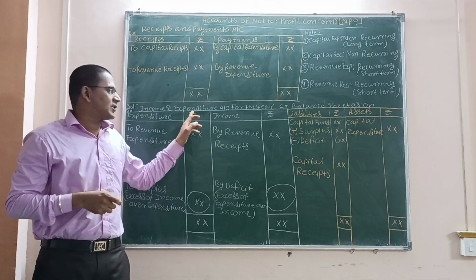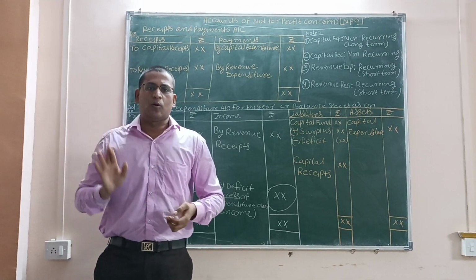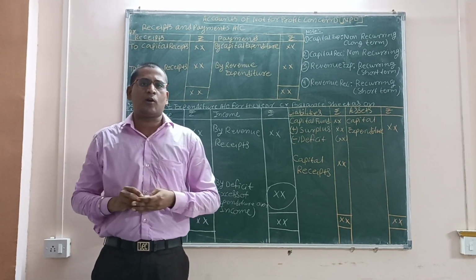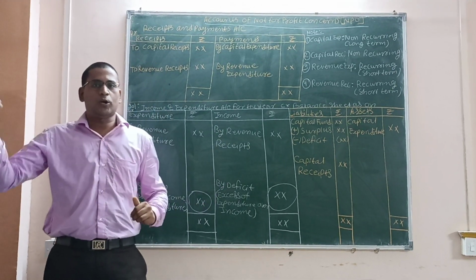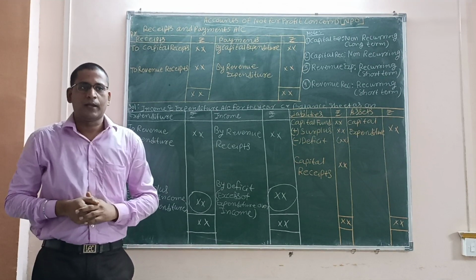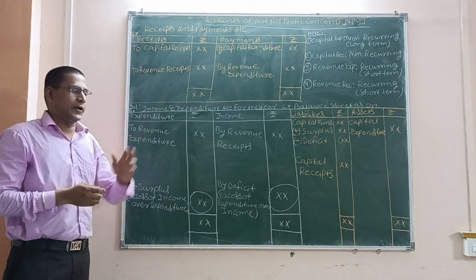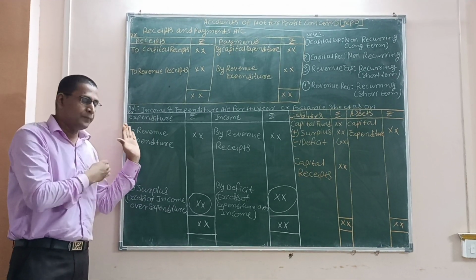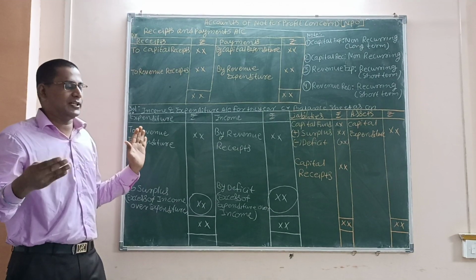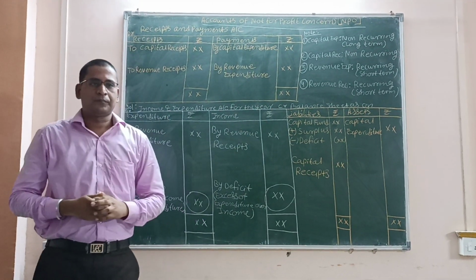The income and expenditure account is a nominal account, and our nominal account rule says: debit all expenses and losses, credit all incomes, gains and profits. The same thing we have to follow here in our income and expenditure account. All expenditure will be recorded on the debit side, and whatever income, gains and profits we have will be recorded on the credit side.